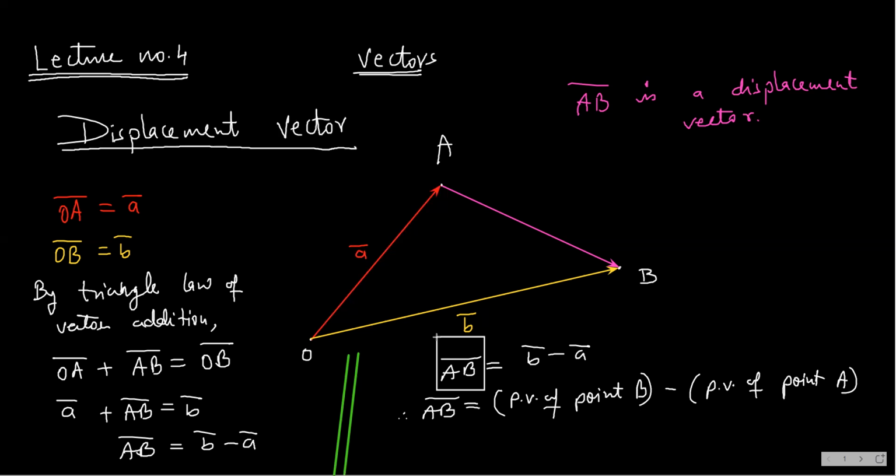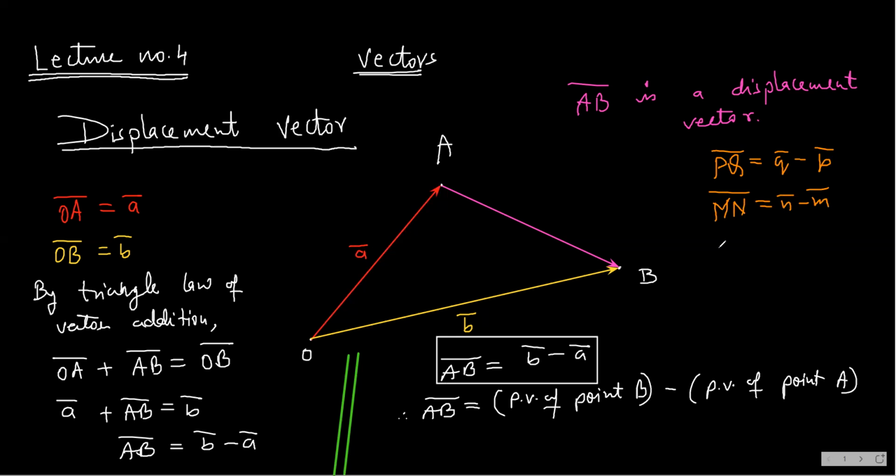You can extend this concept to various other vectors. I can have PQ bar as Q bar minus P bar. I can have MN bar as N bar minus M bar. I can have RS bar as S bar minus R bar. I hope you followed this.